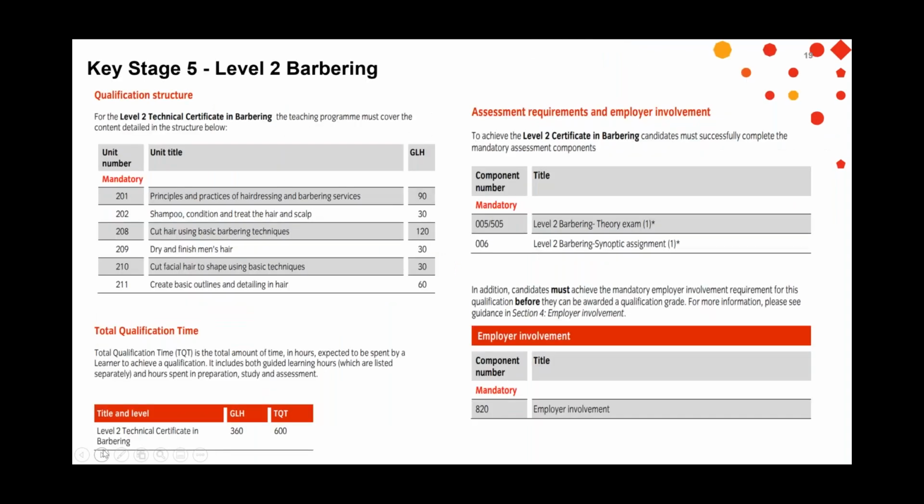So if we look at our Level 2 barbering, here we've got the structure of the qualification. You can see there are 6 units in the qualification. We have the total qualification time, and we also have the mandatory theory exam, the synoptic, with all the codes there for your component numbers and your employer involvement.